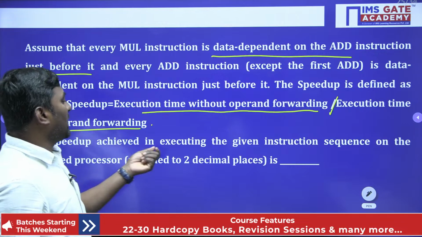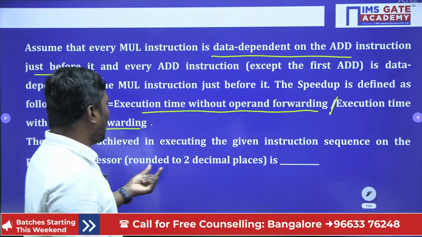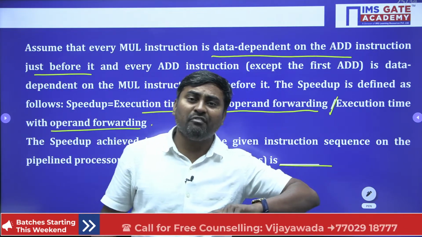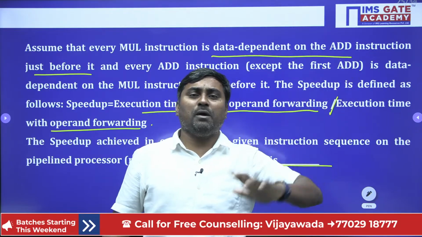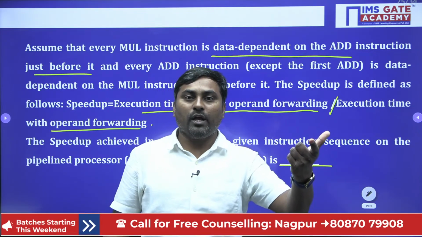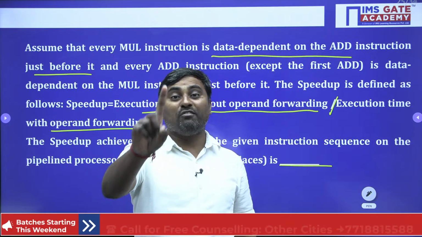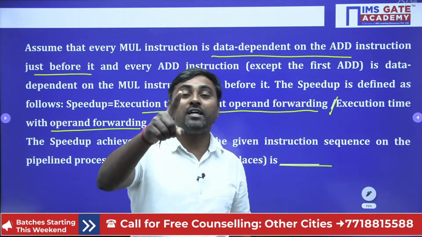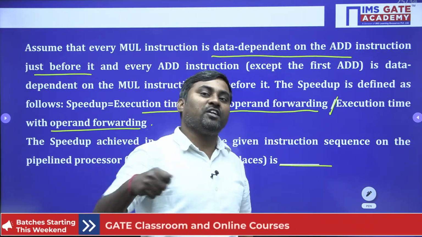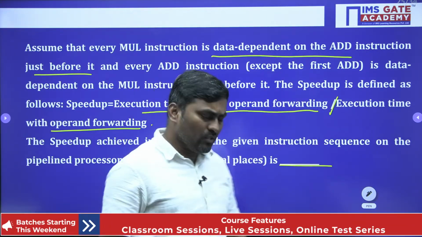The speedup achieved in executing the given instruction sequence on the pipeline processor, rounded up to 2 decimal places. Here the speedup is not a comparison of non-pipeline to pipeline. It is a comparison of without operand forwarding against with operand forwarding in this pipeline. We have discussed that operand forwarding is a solution to the data dependency problem. They are testing how effectively it works compared to the non-forwarding mechanism.